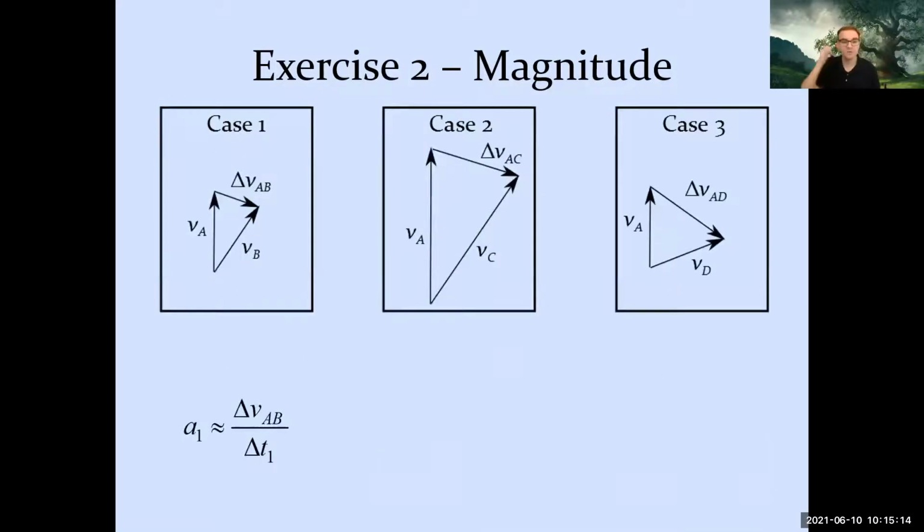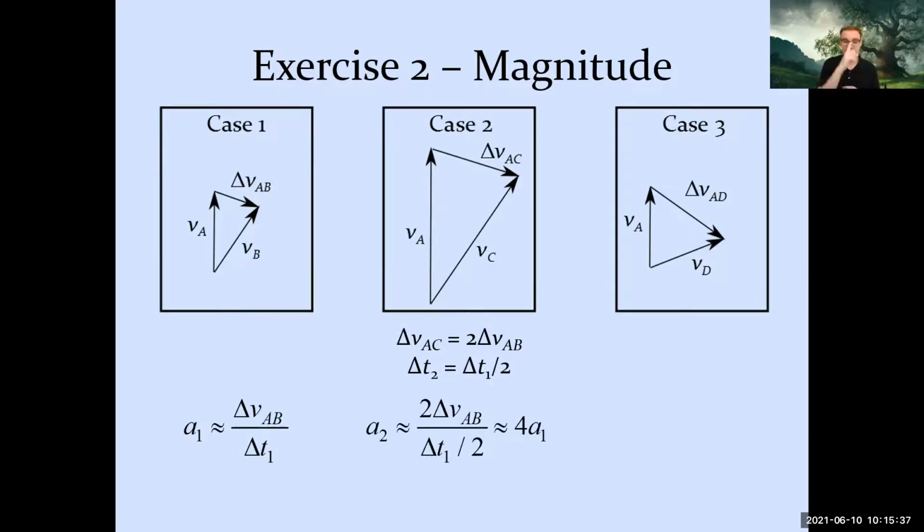And I'm going to use those 3 pictures to try to figure out what's going on with the acceleration here. So I've got a nice baseline, right? Delta V over delta T for A1. For A2, I noticed that the change in velocity is twice as big here, but the change in time is half as big because I've gone the same distance around the circle, but I'm moving faster, so it's going to take me less time. If I combine those, I see that my acceleration is actually going to be 4 times bigger, even though the velocity was only twice as big.